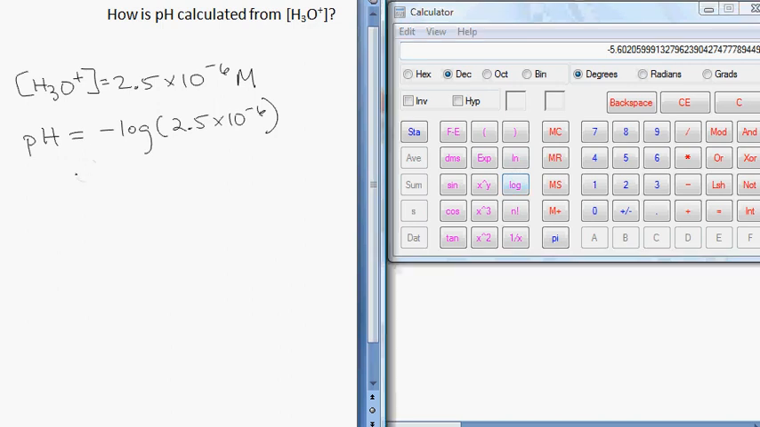So we have negative of 5.6. If you have two significant figures here, just keep one decimal place. Then a negative of minus 5.6 is simply positive 5.6. So our pH when the hydronium ion concentration is 2.5 times 10 to the minus 6, the pH is 5.6.